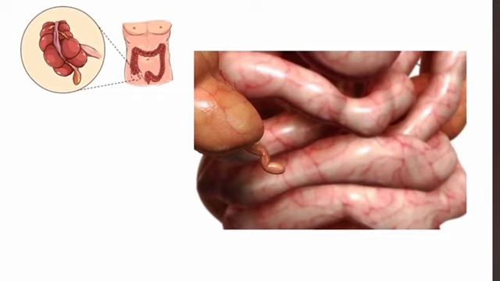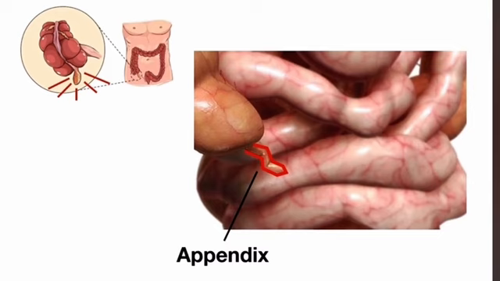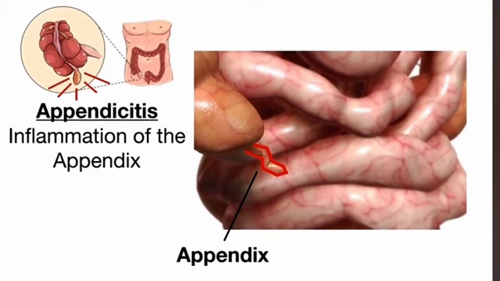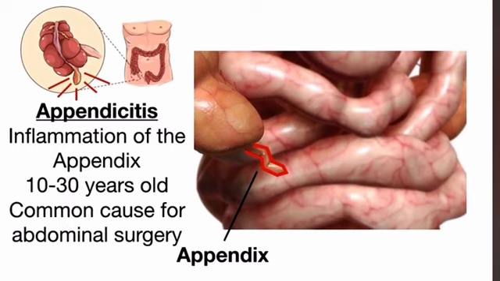Let's now take a closer look at the appendix. We can see that tubular worm-like structure coming off of the cecum where the small intestine and large intestine join. Unfortunately, this structure can become inflamed or infected, and this is known as appendicitis. Appendicitis is when you get inflammation of the appendix. Appendicitis can happen at any age, but it's more prevalent between the ages of 10 and 30, and it's one of the most common causes of abdominal surgery.